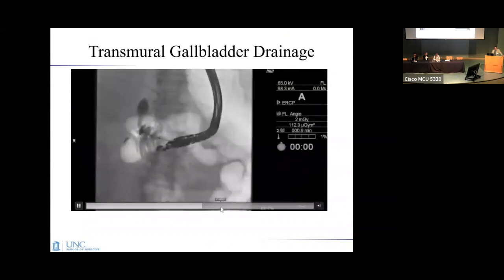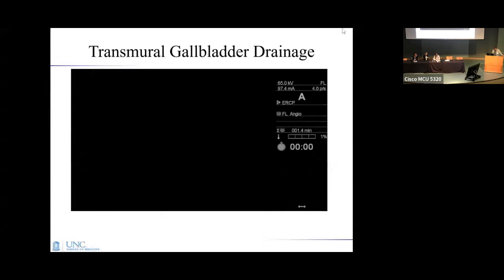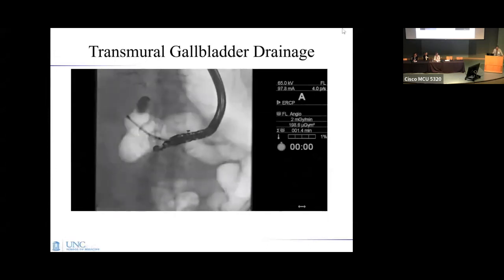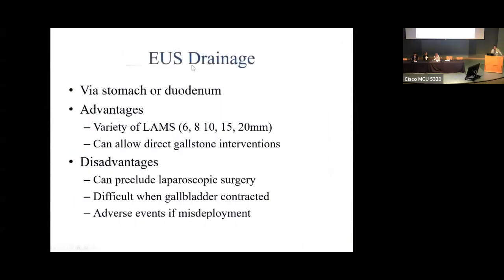I almost always place a double pigtail stent through the axio stent or the luminal opposing stent, although there's some debate about that. EUS drainage, as I mentioned, can be done through the stomach or the duodenum. Advantages, there's a variety now of luminal opposing metal stents as small as 6 millimeters, ranging all the way up to 20 millimeters, with lengths anywhere from 8 to 15 millimeter saddle lengths, depending on the stent.